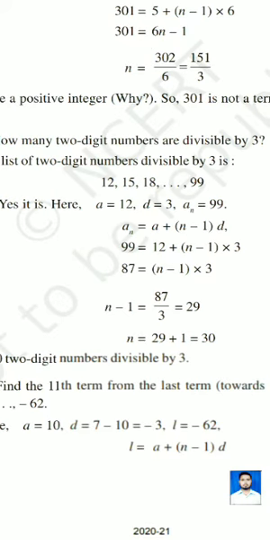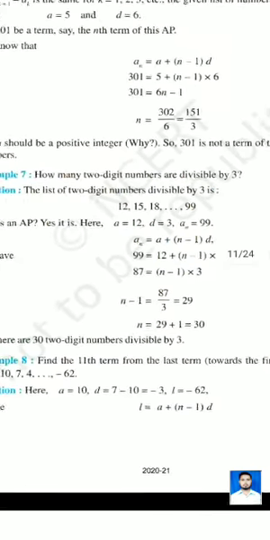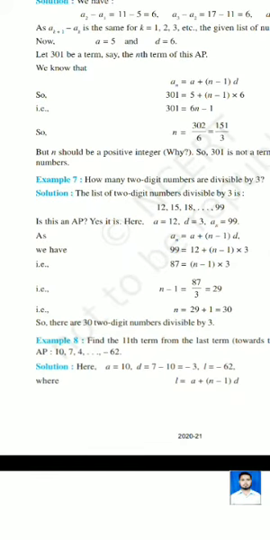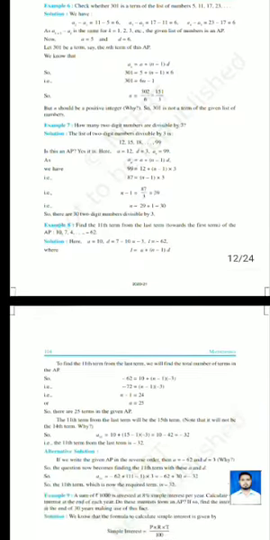So the formula is an equals a plus n minus 1 d. By putting an equals 99 and first term 12, and d equals 3, and solving these equations, we got n equals 30. It means there are 30 two-digit numbers which are divisible by 3. So I hope you can understand.